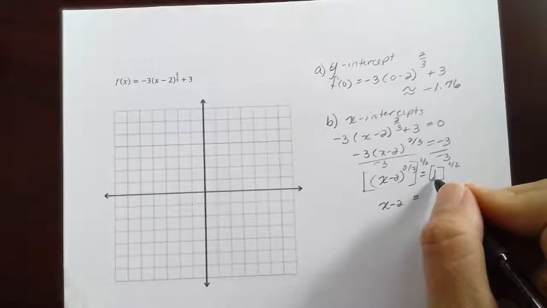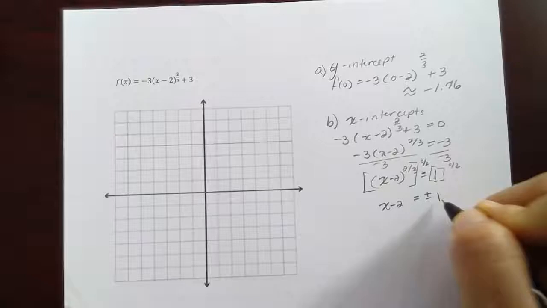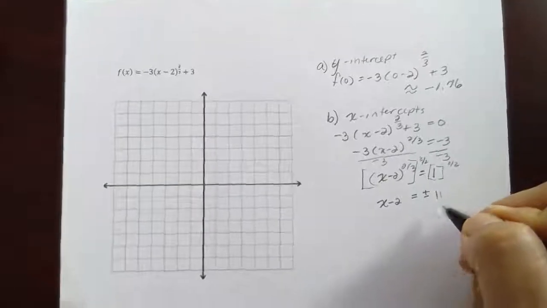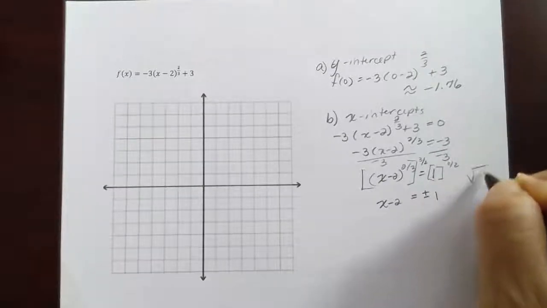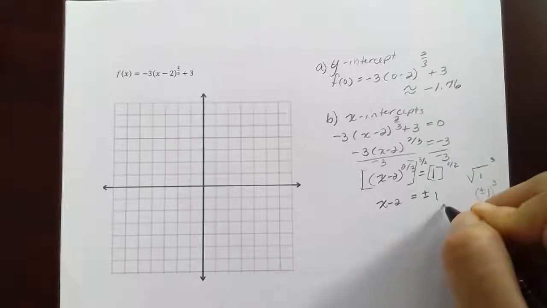And when you cube a positive 1, it's a positive 1. When you cube a negative 1, it's a negative 1. So on the right-hand side, it's going to be a plus minus 1. And remember, because this is a square root, which gave you plus minus 1 cubed, which is where these are coming from.